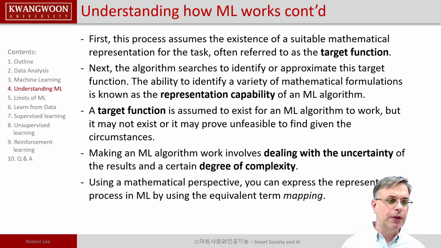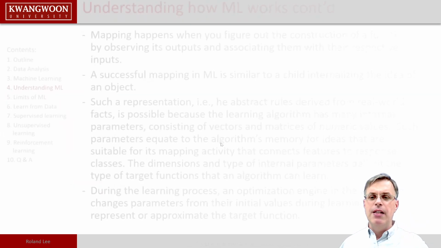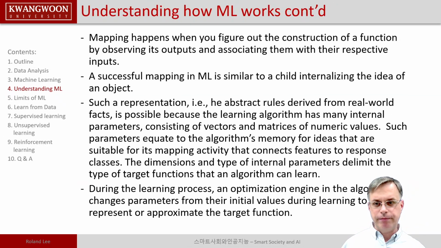Using a mathematical perspective, you can express the representation process in machine learning by using an equivalent term like mapping. Mapping happens when you figure out the construction of a function by observing its outputs and associating them with their respective inputs. So a successful mapping in machine learning is similar to a child internalizing the idea of an object.